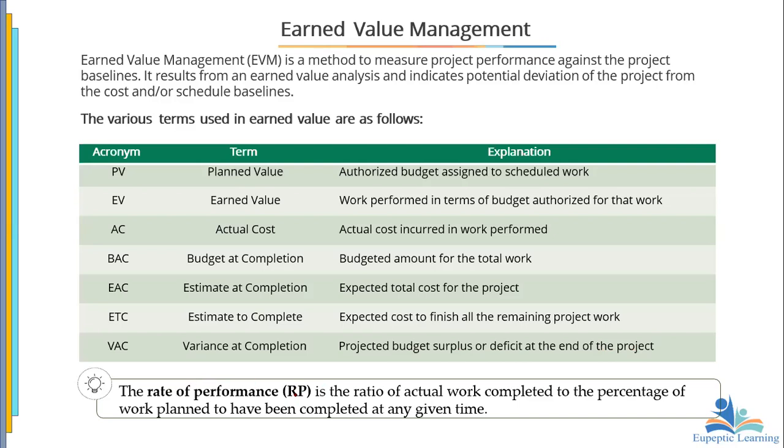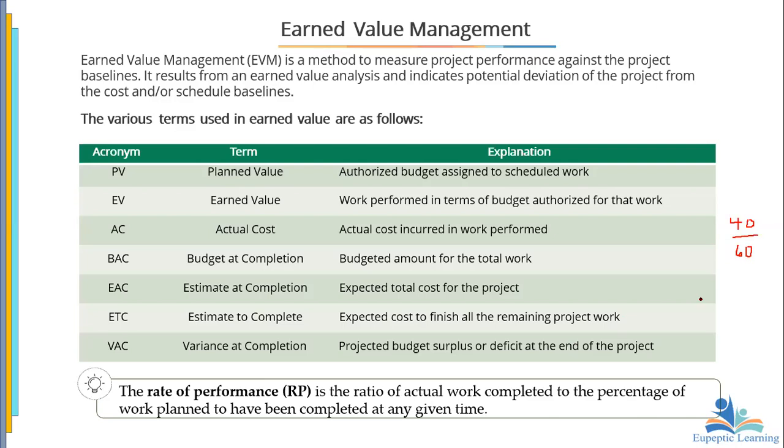There's also another concept of what? The rate of performance. How are you performing? Here we are looking at the ratio, okay, of the actual work that is completed to the percentage of the planned work to have been completed at the time. Let's say you have completed 40% of the work at that particular time. But according to the plan, you should have completed 60% of the work. So you're going to divide the actual, which is the 40%, over the 60%.